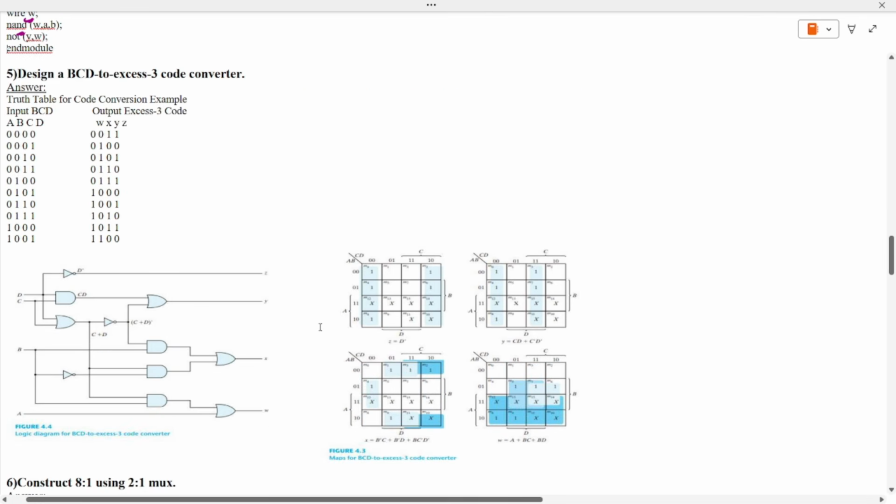Now the next important question you have to see is how to design a BCD to Excess-3 code converter.